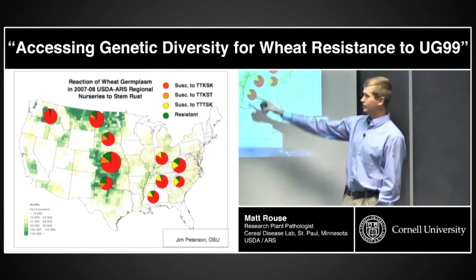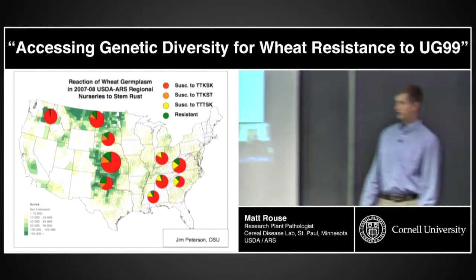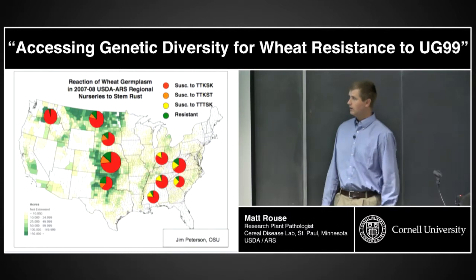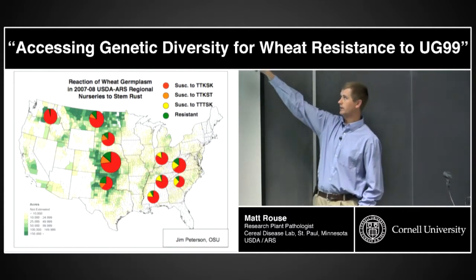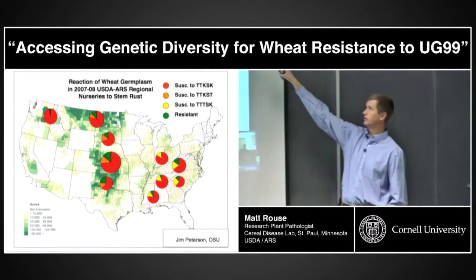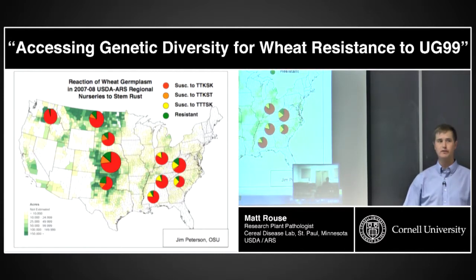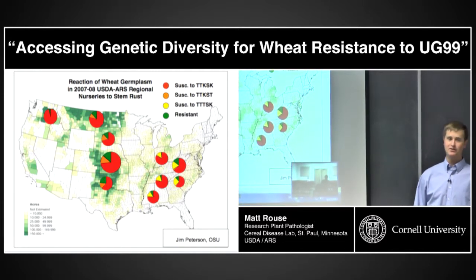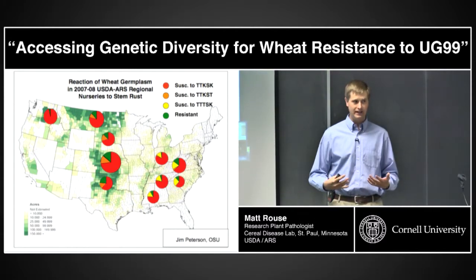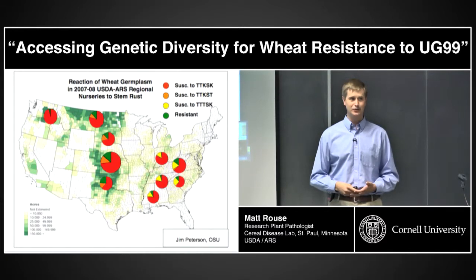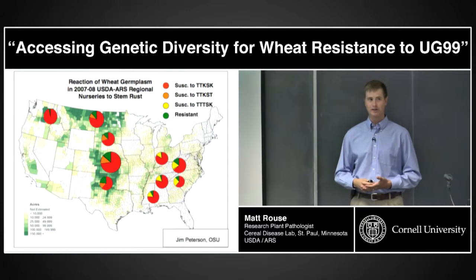And this graph just shows the proportion of varieties in different regions of the United States that are susceptible or resistant. And so you can see that most of the varieties are susceptible to the original TTKSK, and some of the varieties are susceptible to some of the new variants. And so this really puts us in a very vulnerable position, which is why I was hired by the USDA to work on a disease that's not even in the country yet, which I think is indicative of how much people are worrying about this.